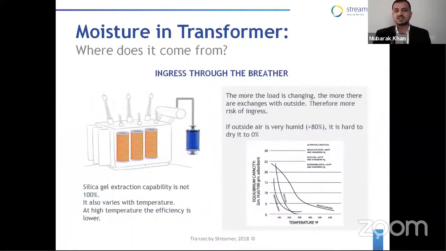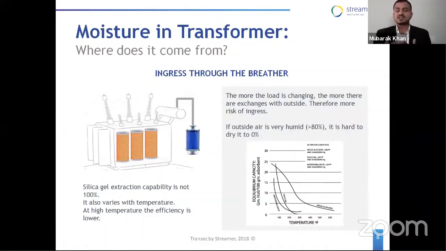Ingress through the breather: the more the load is changing, the more there is exchange of moisture from outside. Therefore, more risk of ingress. If outside air is very humid, then it is hard to remove it to 0%.